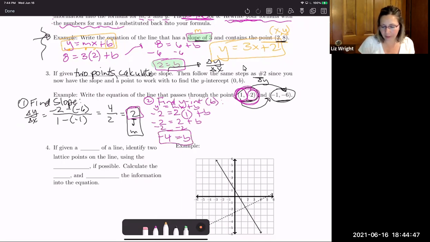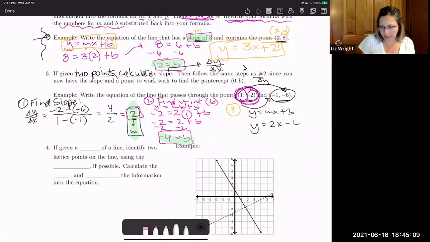So now your third step is to plug it all back in. We've got our slope here, our y-intercept here. Now you're substituting it back into y equals mx plus b. So y equals, what's our slope? It's 2, and then x, and then our b is -4.